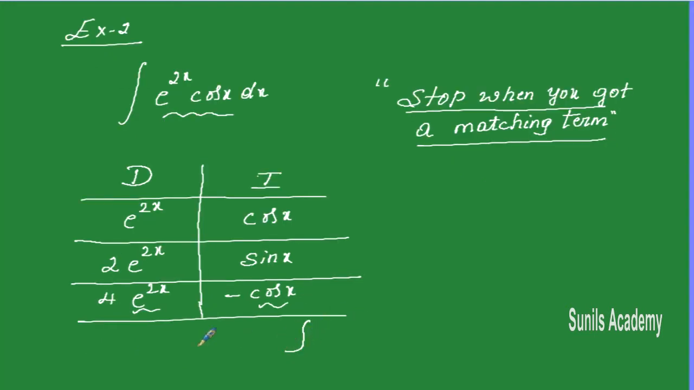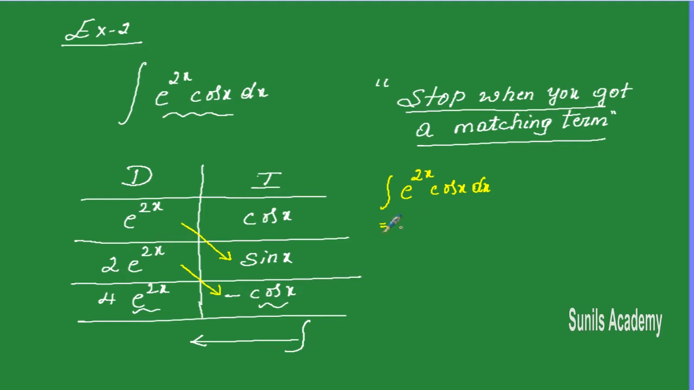Integrating what? Backwards. The similar process we have to consider here. So first you have to write the diagonals like this, and then you have to integrate backwards. Then what do we have? The integral of e to the power of 2x into cos x with respect to x is given by, now write it.